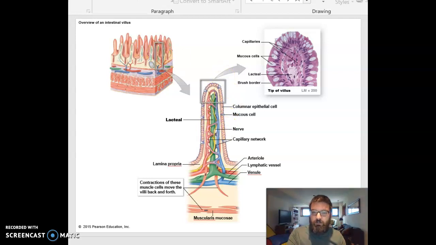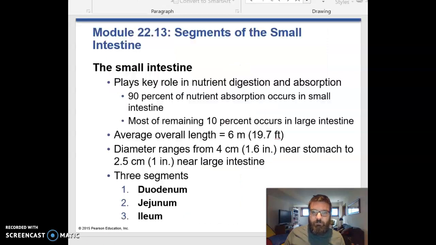by those blood capillaries. So most of your digestion occurs in the small intestines, and the vast majority of nutrient absorption occurs there. A little bit happens in the large intestine. Those are special situations that we'll talk about. But there are 3 main segments: the duodenum, and the jejunum, and the ileum.